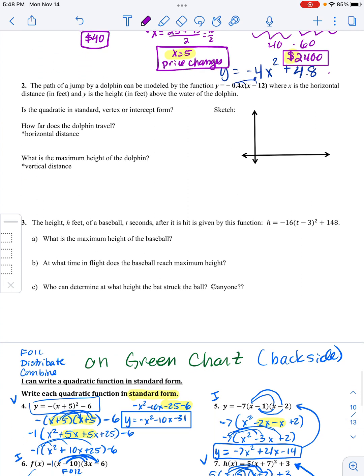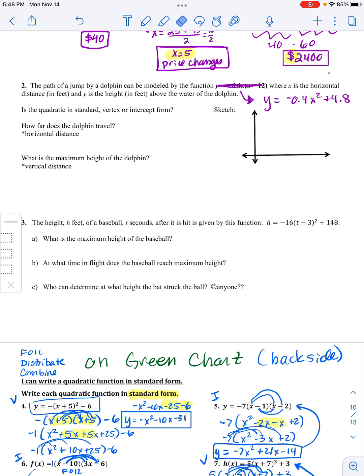Okay, the path of a jump by a dolphin can be modeled by this function. Now, I am changing this to be in standard form because then we've practiced one of each. So I'm just going to multiply it out. You wouldn't have to do this on your own. And I'll have negative 0.4x squared plus 4.8x. So we're just going to pretend this doesn't exist and that they gave it to us in that other format, because I want us to practice each type.